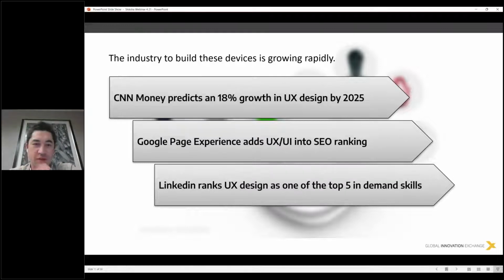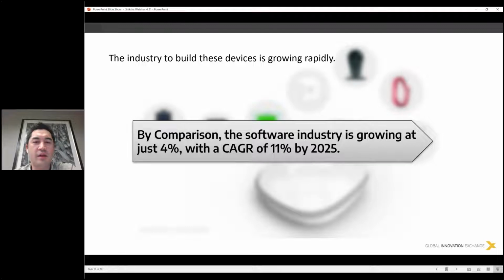Some other areas to consider within this: we have UX and UI design, another rapidly growing and very popular field within the tech industry, also with rapid growth in different areas. And then software, of course, is what we traditionally think of as the technology field, the software engineering and software development field.